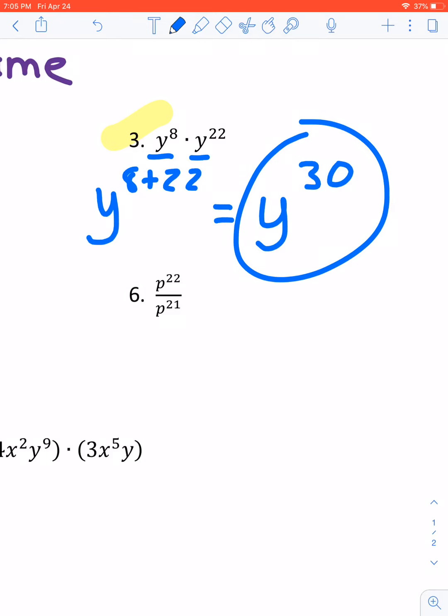So those problems correspond with number 1 and 2 on your worksheet, on your homework. So I suggest you do 1 and 2 on your homework.